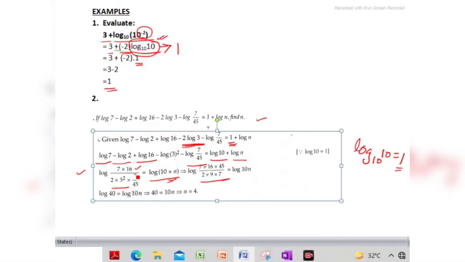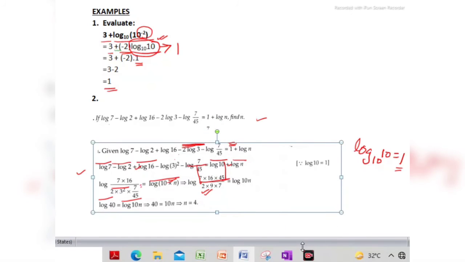That means 7 upon 45 is here, so 45 goes in the numerator. After simple cancellation and multiplication, we are left with log of 40 and on the right hand side log of n. And now on comparing both the sides, we get 40 is equal to 10n, and from here we get the value of n is equal to 4, which is our answer.